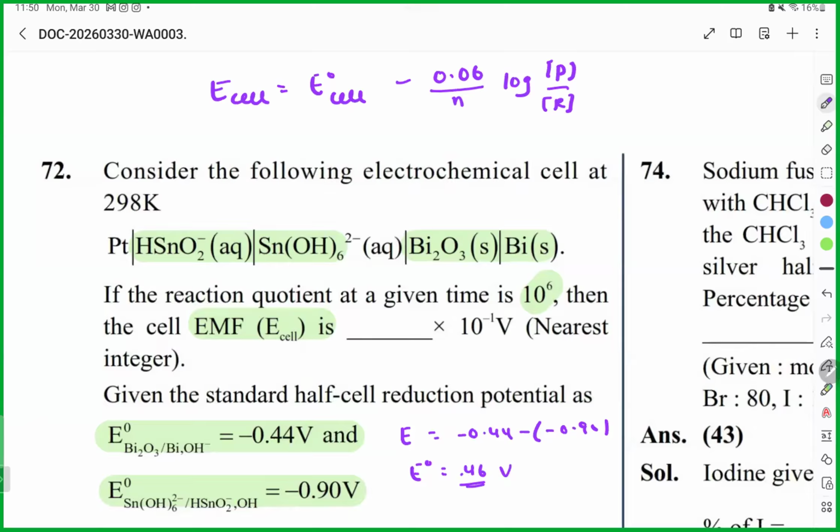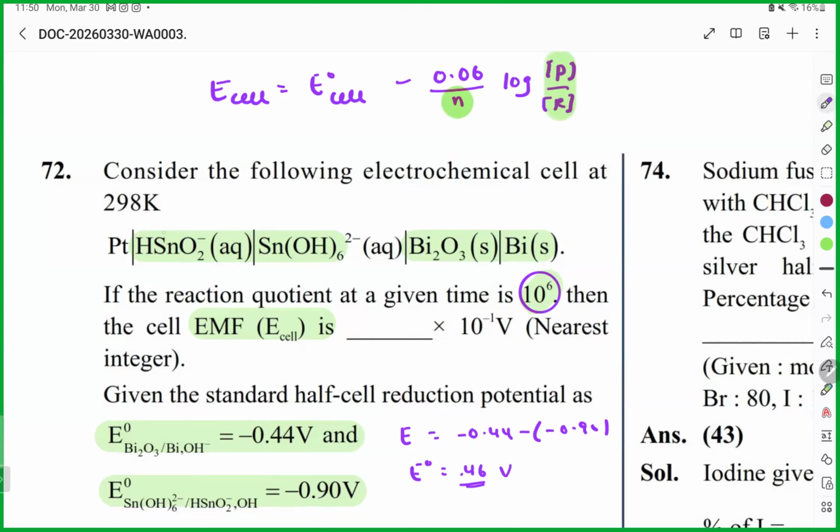Now you have to see how to calculate the N value, because E naught cell you calculated. What is this P by R? P by R, you know, 10 raised to power 6 is given. Correct? 10 raised to power 6 is given. What you need to calculate? N value. How to calculate?